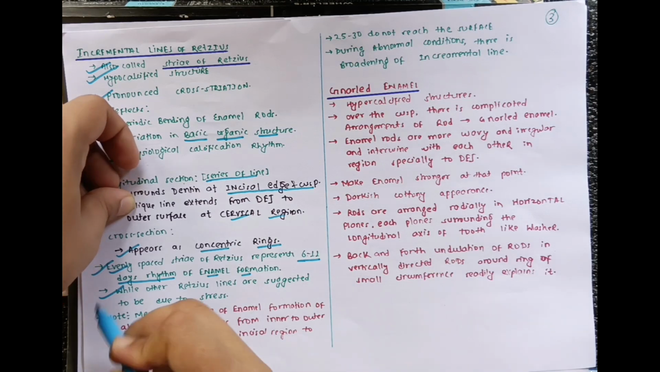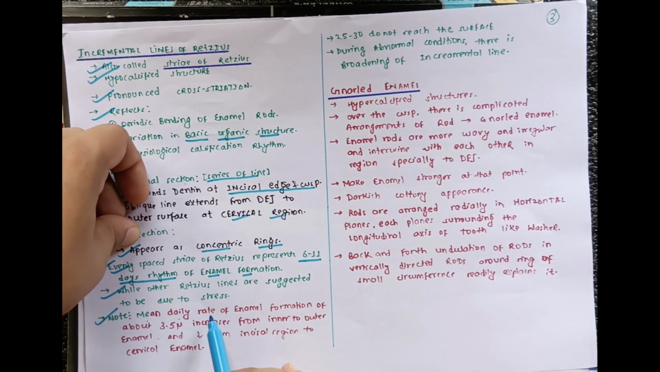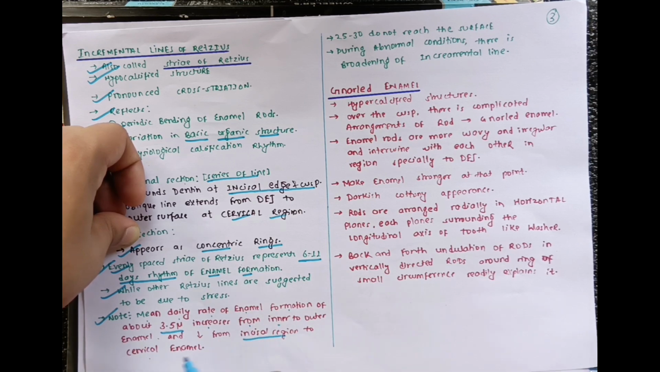Now after that I have written a note for the incremental line of Retzius: the mean daily rhythm of the enamel formation is about 3.5 micron, which increases from the inner to the outer enamel and decreases from the incisal region to the cervical enamel. This point is not so important, but you can also remember it. It is simple to understand. It increases by 3.5 micron daily, increases from the inner to outer enamel, and decreases from the incisal region to the cervical enamel.